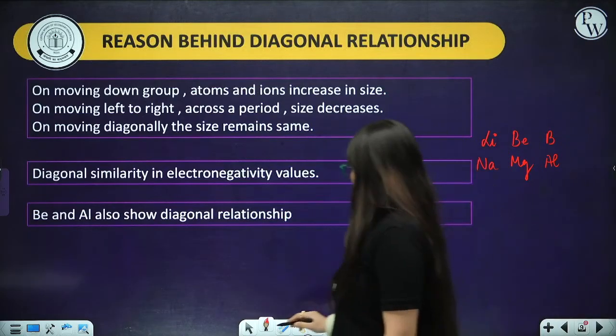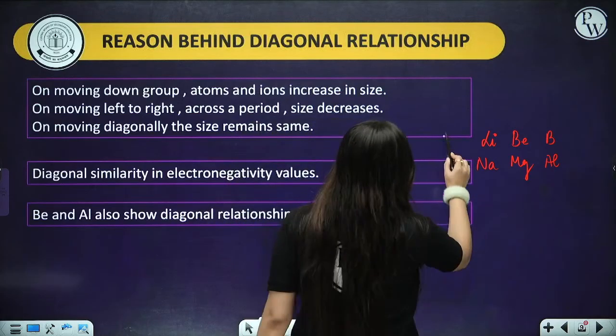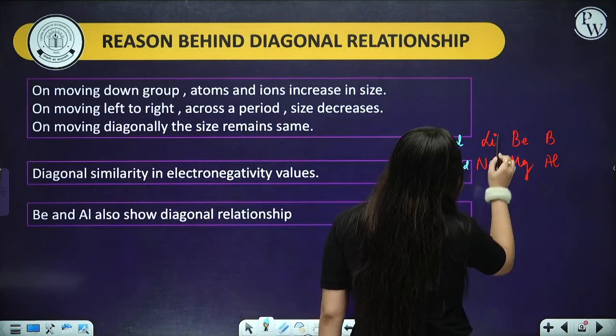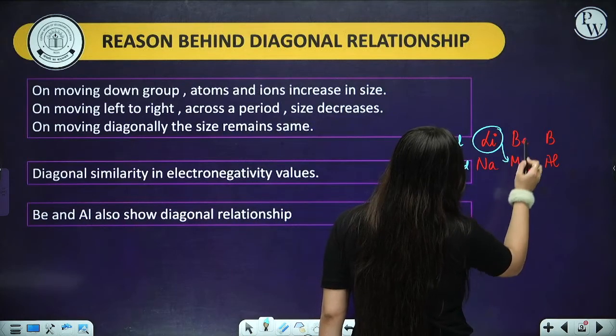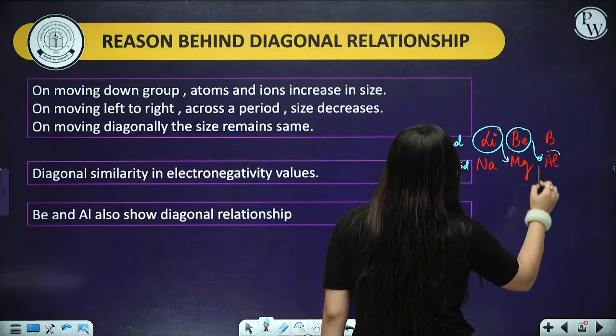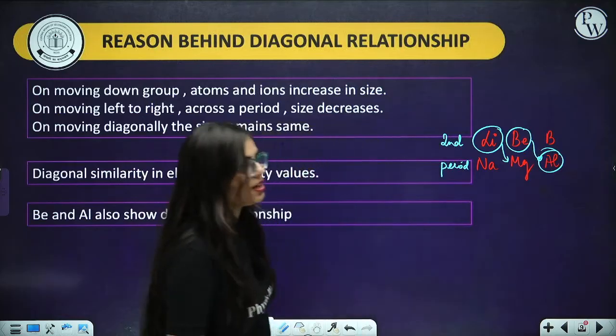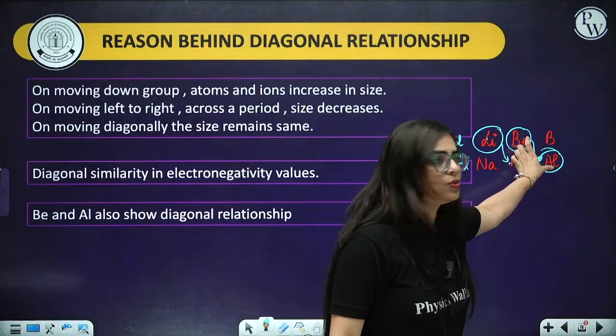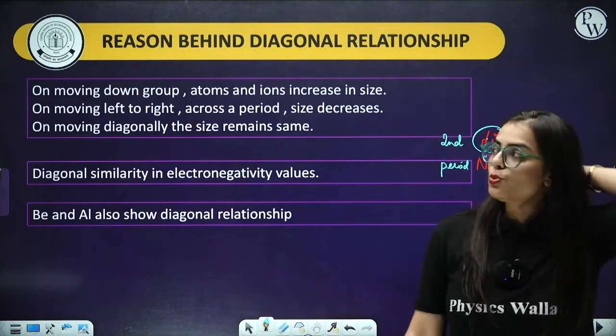Yeah, so now see over here the diagonal relationship. This is your second period elements. This is your third period elements. So just as lithium shows some properties with magnesium, beryllium will exhibit the same properties with aluminium. So they are showing a diagonal relationship, that these two hold the same kind of properties, these two hold the same kind of properties. So this is what is diagonal relationship.